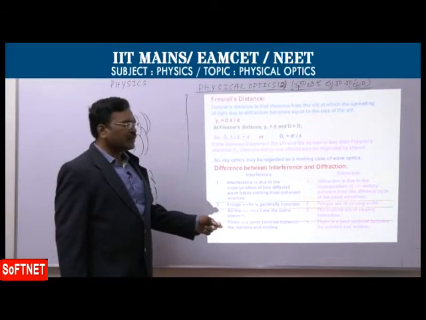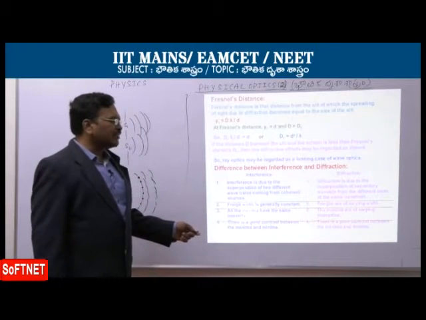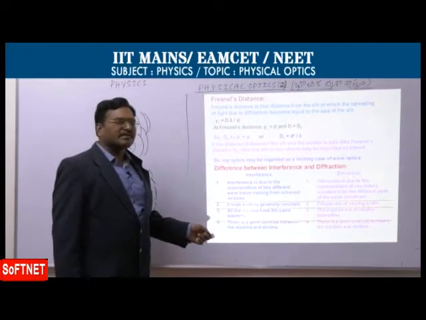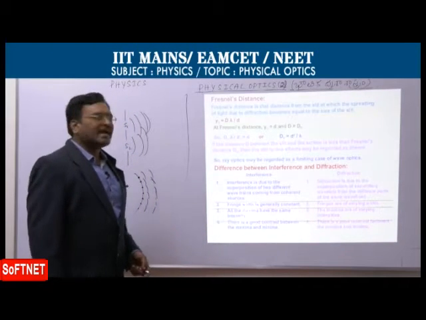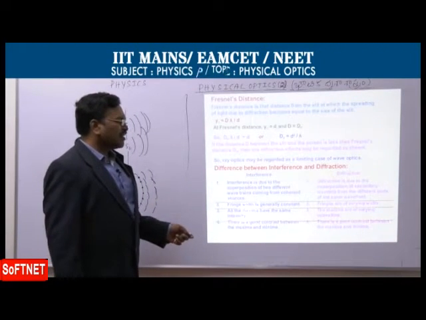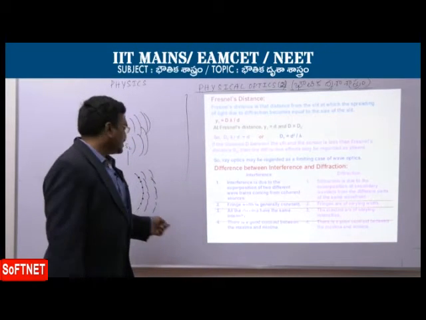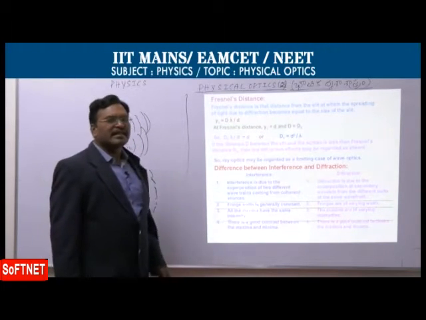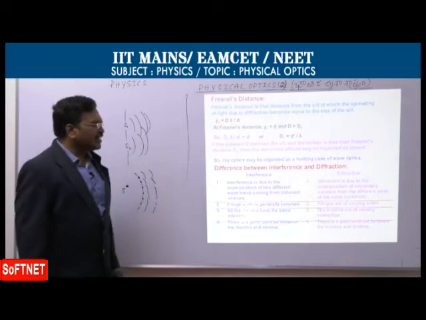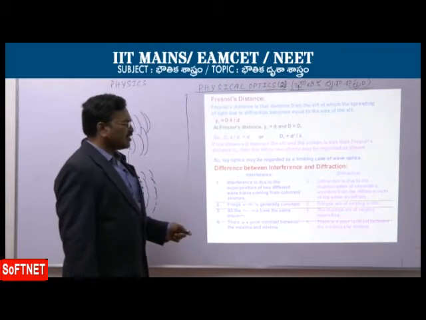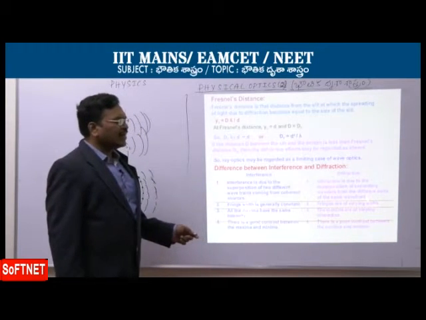Diffraction is due to what? Superposition of secondary wavelets from the different parts of the same wavefront. In interference, fringe width is generally constant. Fringe width means what? Distance between successive bright or dark fringes. In diffraction, fringes are of varying width. In interference, we are getting variation in the intensity, and in diffraction also we are getting variation in the intensity. But here fringe width is generally constant, and here fringes are of varying width.